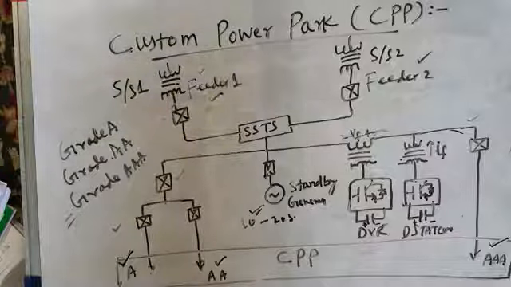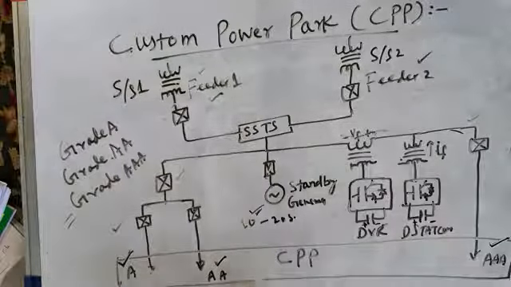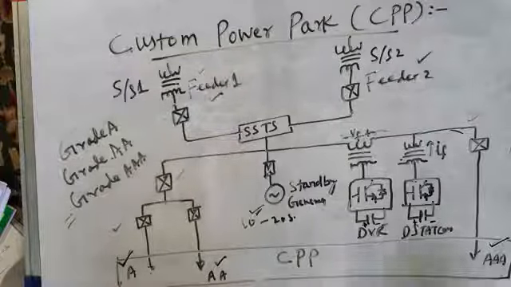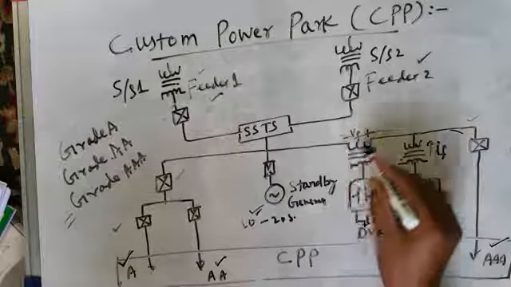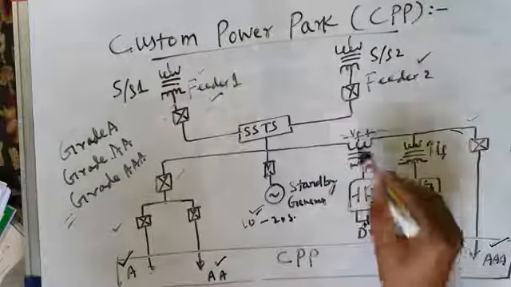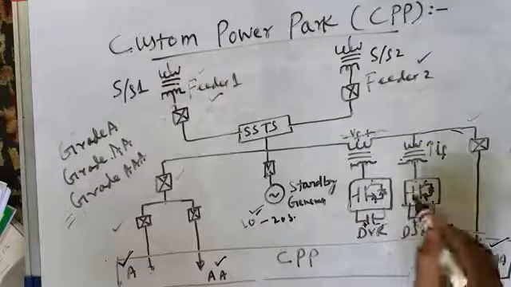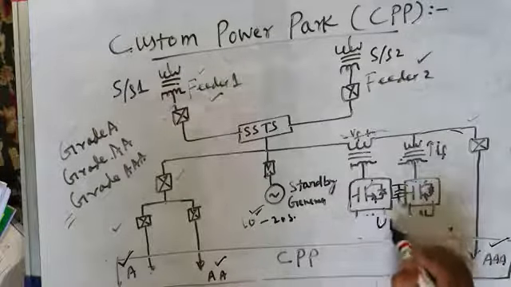And compensating type custom power devices are also of three types. Where load compensation is required, that is DSTATCOM, which is a shunt connected custom power device. Where voltage compensation is required, that is series connected custom power device, or DVR, and a combination of the two, shunt and series compensators, that is unified power quality conditioner, UPQC. Although in this custom power park, I have shown DVR and DSTATCOM separately, you can replace them by UPQC. This can be a UPQC also. In case of a UPQC, you will have a common DC bus.